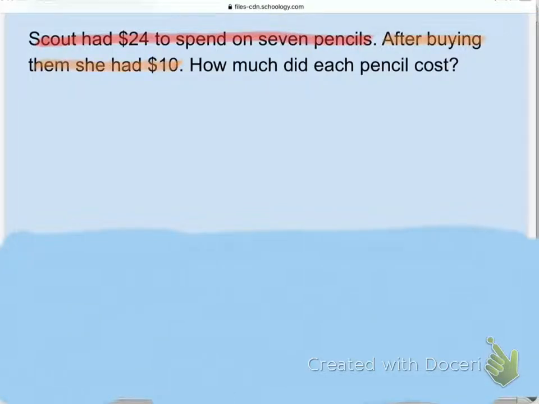Period. Question mark. That's all I did. Highlighted the punctuation. What color is our unknown in this case? What color is our variable? What color is x?